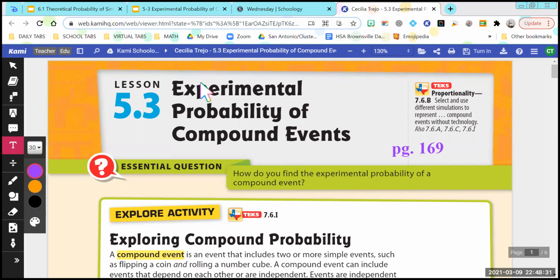So this is where we're on. We're on lesson 5.3, experimental probability of compound events. Okay, sorry, my sound was making noise. I'm sorry. Okay, so experimental probability of compound events.